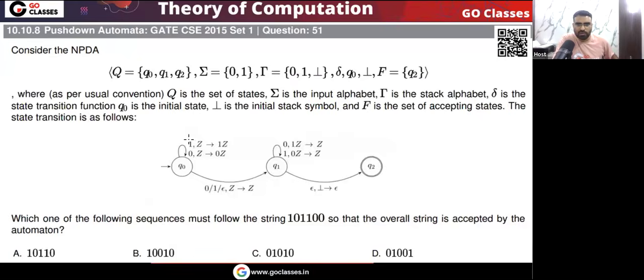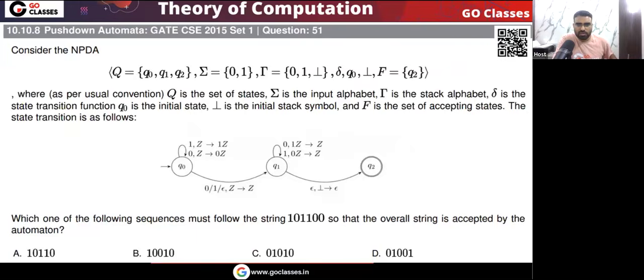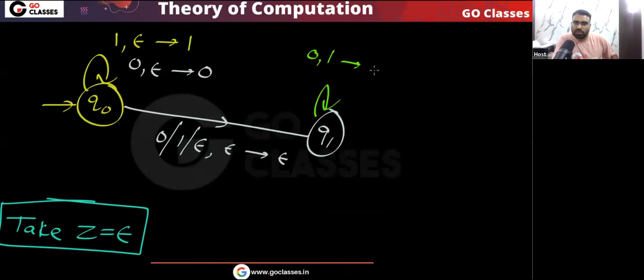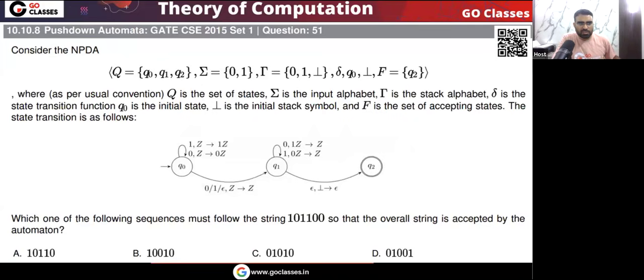For the state q1, what we are doing: either 0 happens, or 1 happens, or epsilon happens. Okay, then epsilon, and then epsilon. Then you can notice in the state q1, you can see 0, 1 going to epsilon. Okay, next 1, 0, epsilon, and then finally at the end you can see epsilon, bottom, epsilon. And now you are going to state q2, which is your final state. Okay, now let's see what is the language of this pushdown automaton. Actually, what the question is asking, read this.